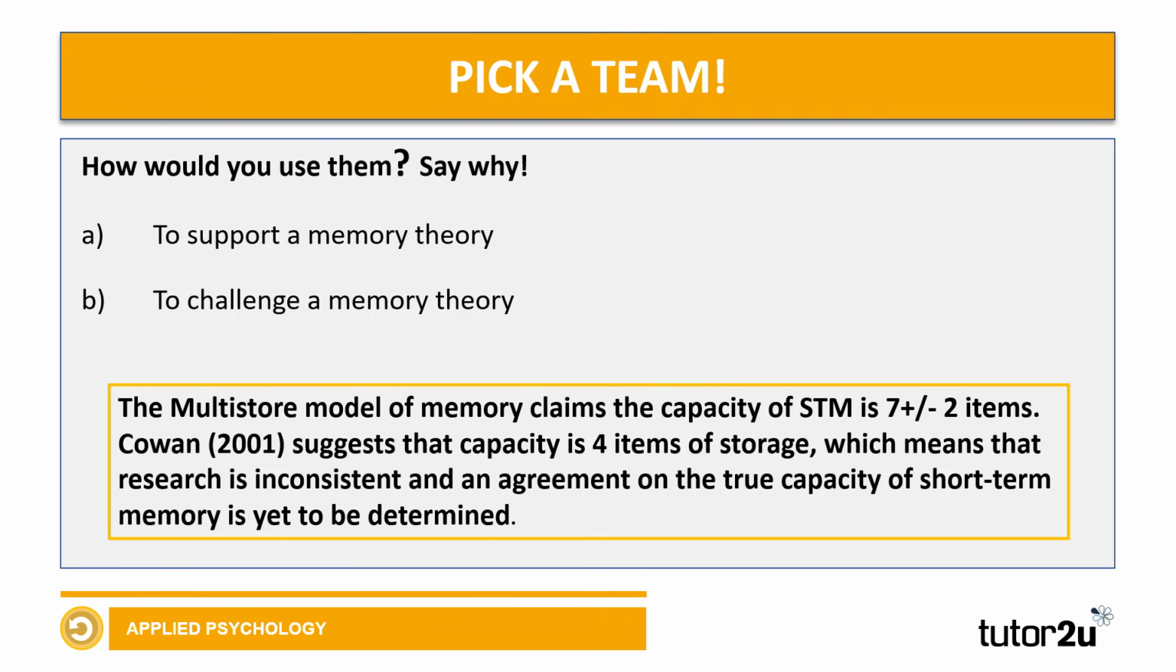Pause it if you need a little longer, but the correct answer here would be B. Because actually, even though the multi-store model is saying, oh, capacity is definitely 7 plus or minus 2, we've got research that says it's so, we've now got another suggestion based on evidence from Cowan in 2001, which is telling us that actually it might be a bit less. They've got capacity down to 4 items of storage. I mean, it doesn't matter who's right and who's wrong, but the fact that everyone is not in agreement with each other tells us that we've got a research inconsistency issue. And we can use that to challenge the multi-store model. So well done if you were thinking along the same lines.